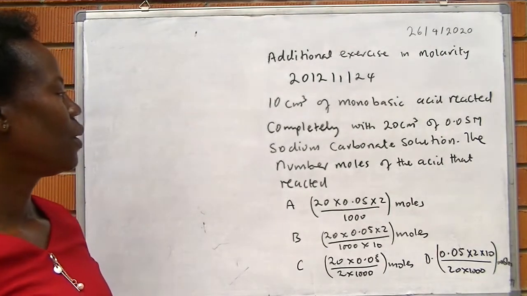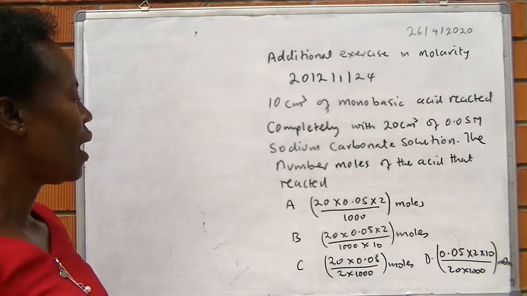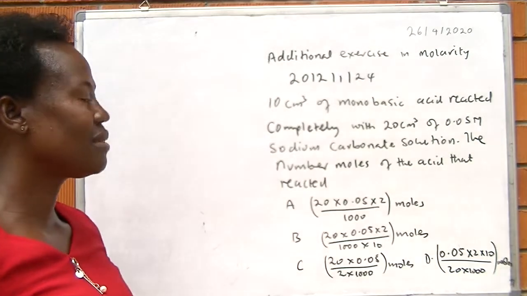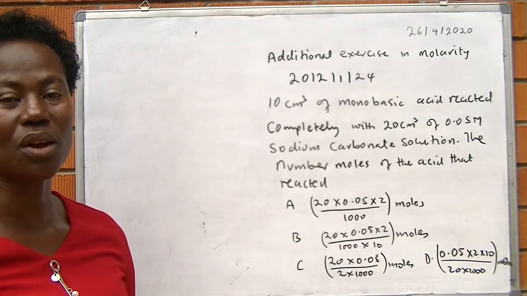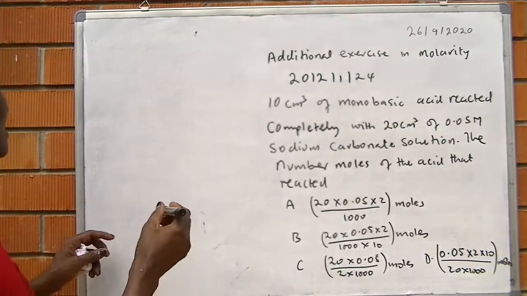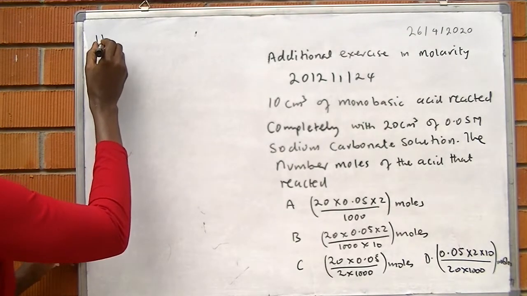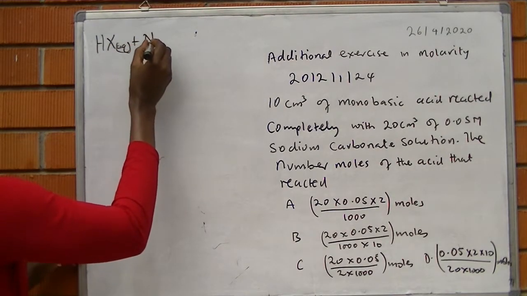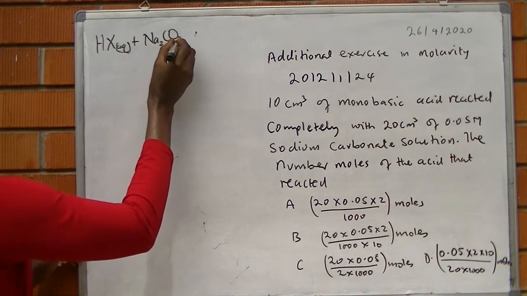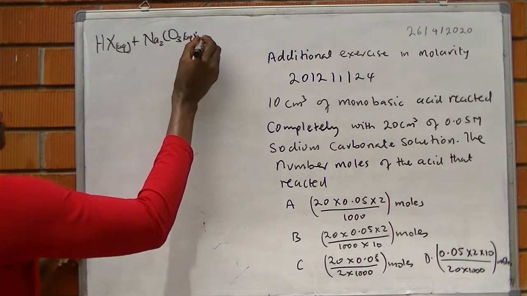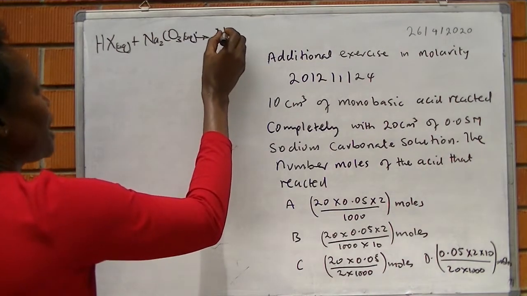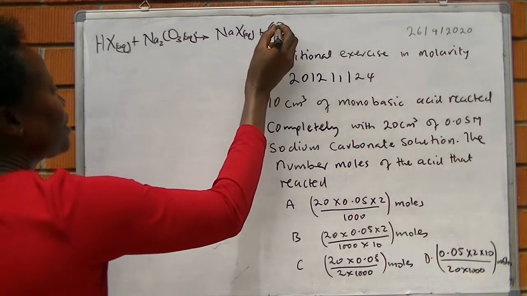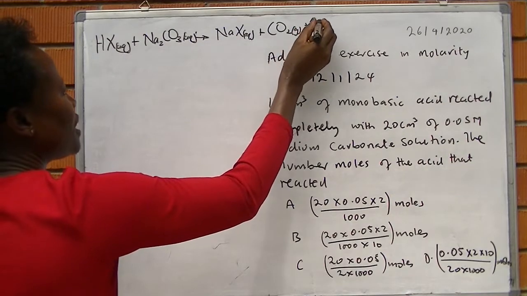So now, in the previous example, I told you, you must know the property of the acids, how they react with the carbonate. Always, they react with the carbonate to produce a salt, water, and carbon dioxide. The equation is the monobasic acid reacting with the sodium carbonate to give us a salt, which is sodium X, plus carbon dioxide plus water.